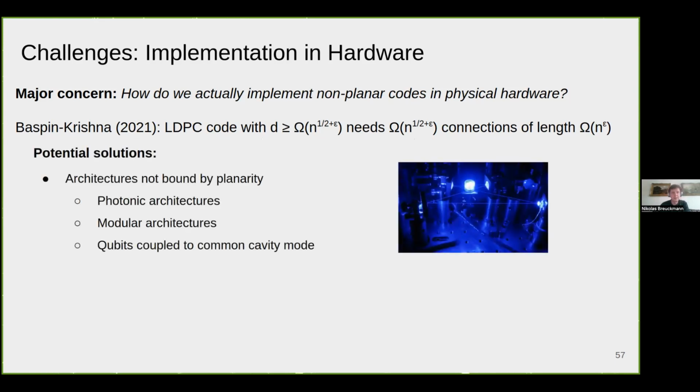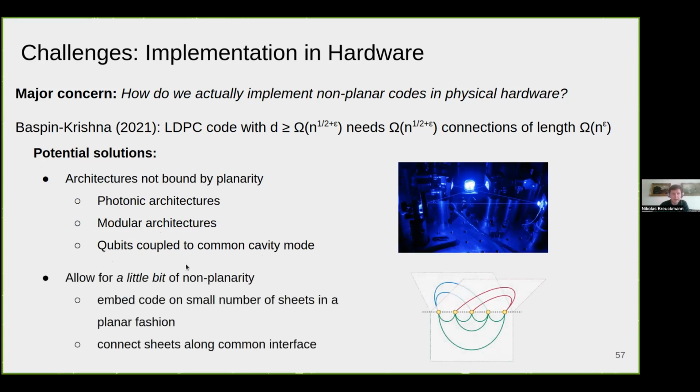First of all, we could say we only care about architectures which are not bound by planarity, and there are actually quite a few. There are photonic architectures. Then even architectures which are usually planar, for example transmons. IBM, for example, is now looking into modular architectures where they interconnect fridges, and this frees us up from any locality constraints. Or quite excitingly, there's work on qubits which all live in a common cavity, and they are coupled by a common cavity mode.